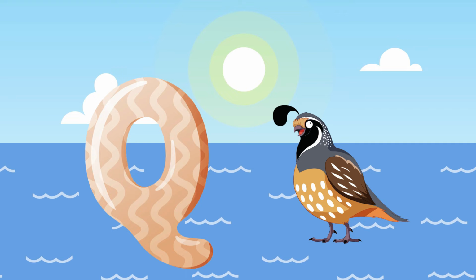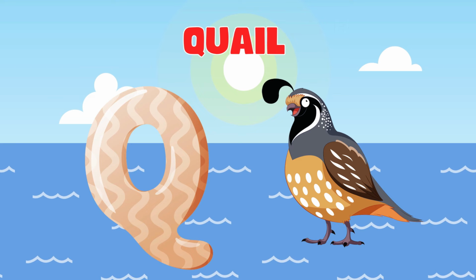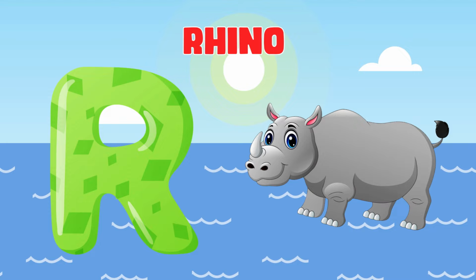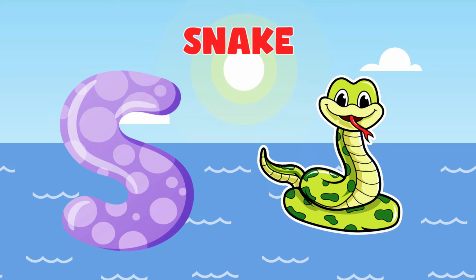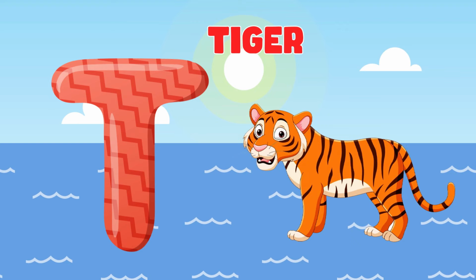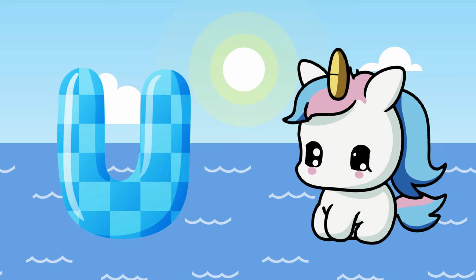Quail. R is for rhino. S is for snake. T is for tiger. U is for unicorn.